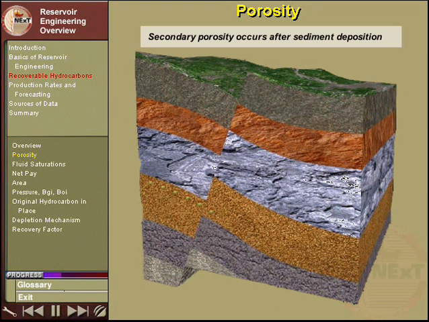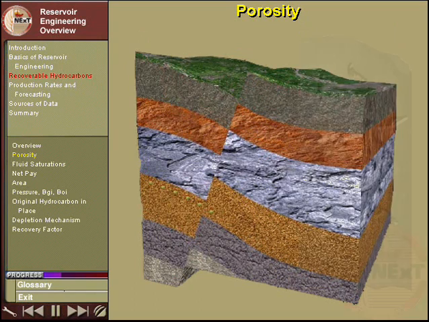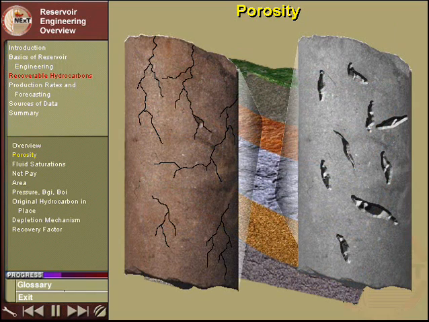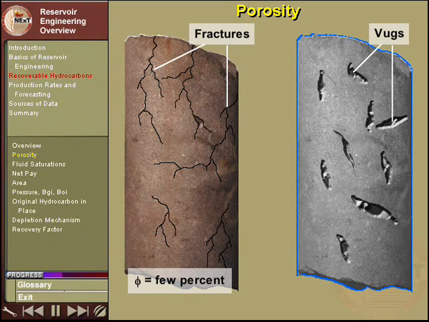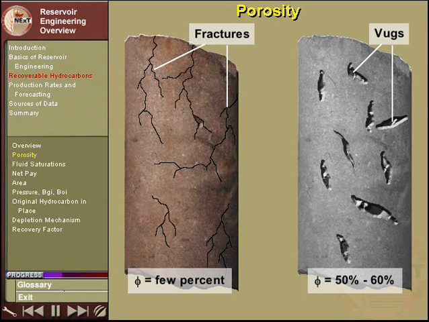Secondary porosity refers to the space in the formation rock which was created by geologic processes after the formation had been deposited. Vugular and fracture porosity are both examples of secondary porosity. Secondary porosity values can range from a few percent in the case of fracture porosity to as high as 50 to 60% in some very rare fields that are extremely vugular.